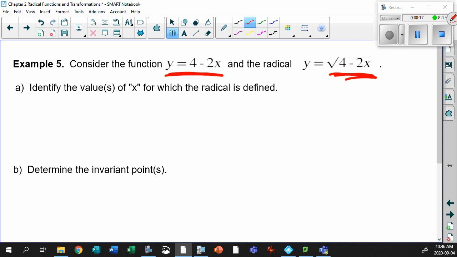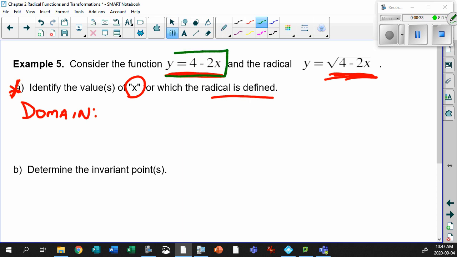to it. Okay, so if you look at the first question, it says, let's identify the values of x for which the radical is defined. What does that mean? Values of x, you're just finding the domain. That's all you're looking for. You're trying to find the domain of these two functions, that one and the radical of it. Okay, simple enough. Let's do this.